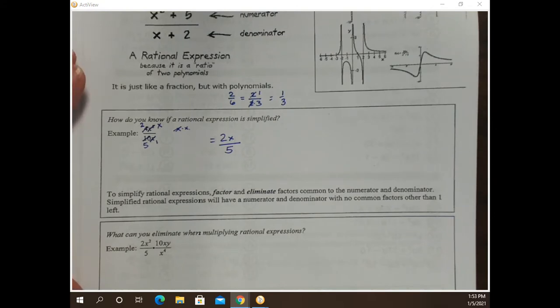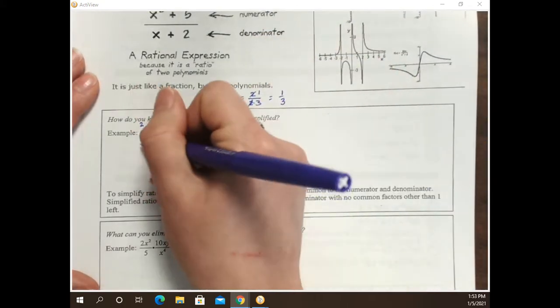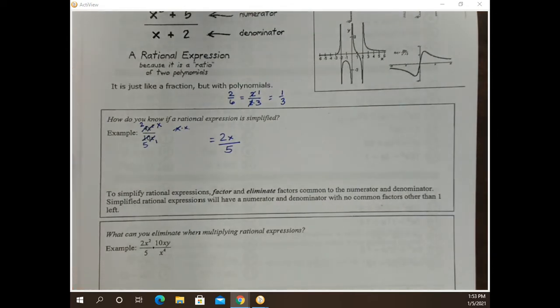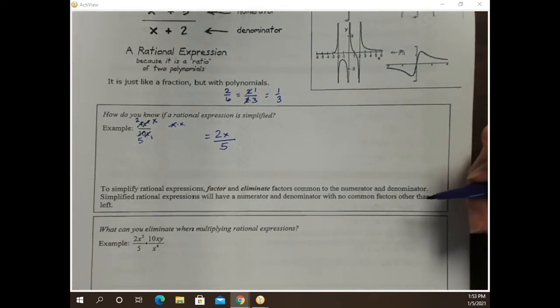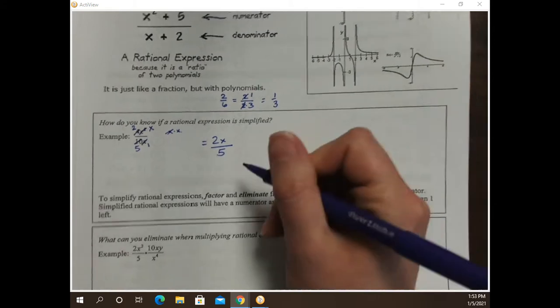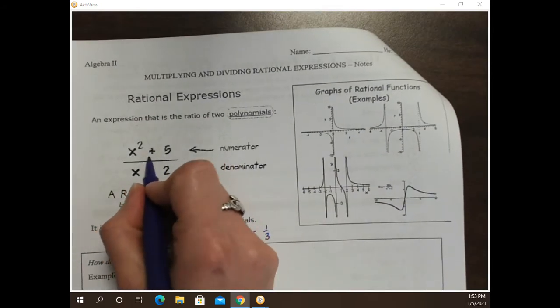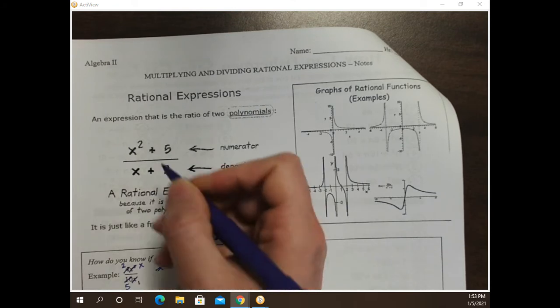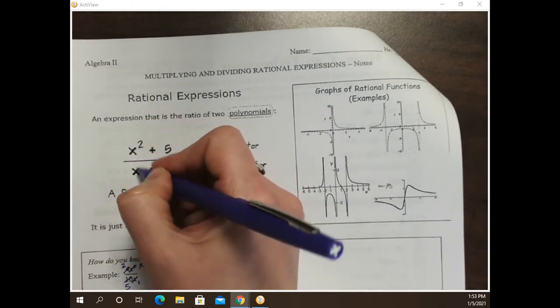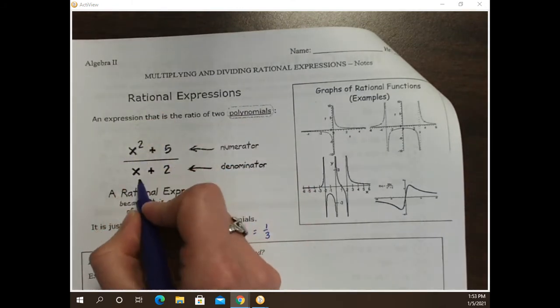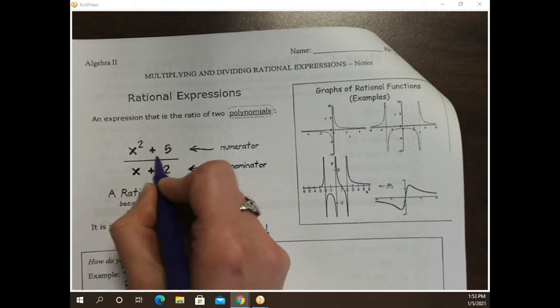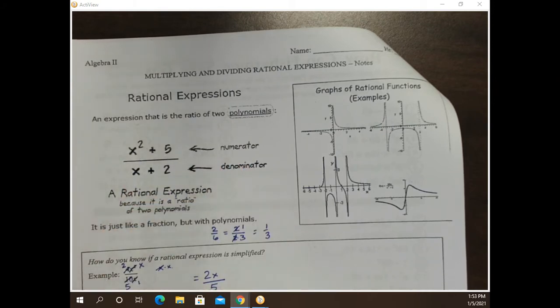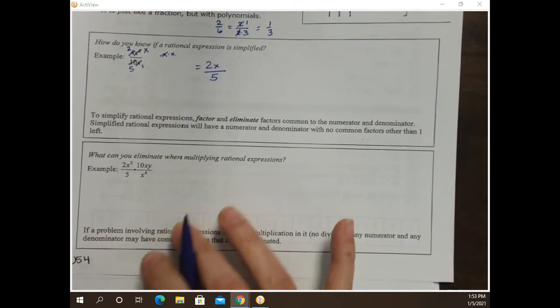So same way that we reduce fractions, we can reduce our rational expressions. Now, remember, as we're reducing, we reduce common factors between the top and bottom. If I have expressions like x squared plus 5 and x plus 2, I cannot reduce any x's because x squared and x are not factors here. They're part of larger expressions. And we'll see that more a little bit later on.